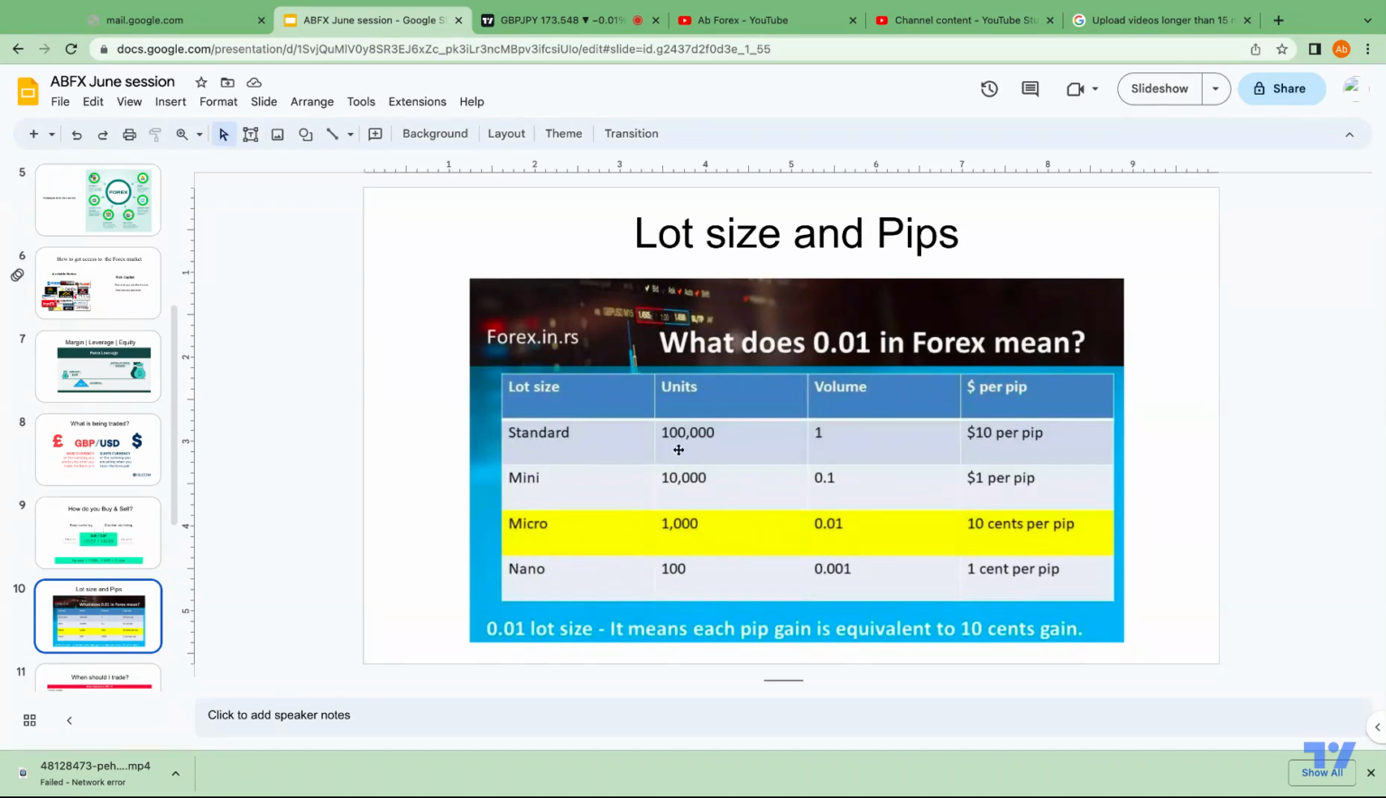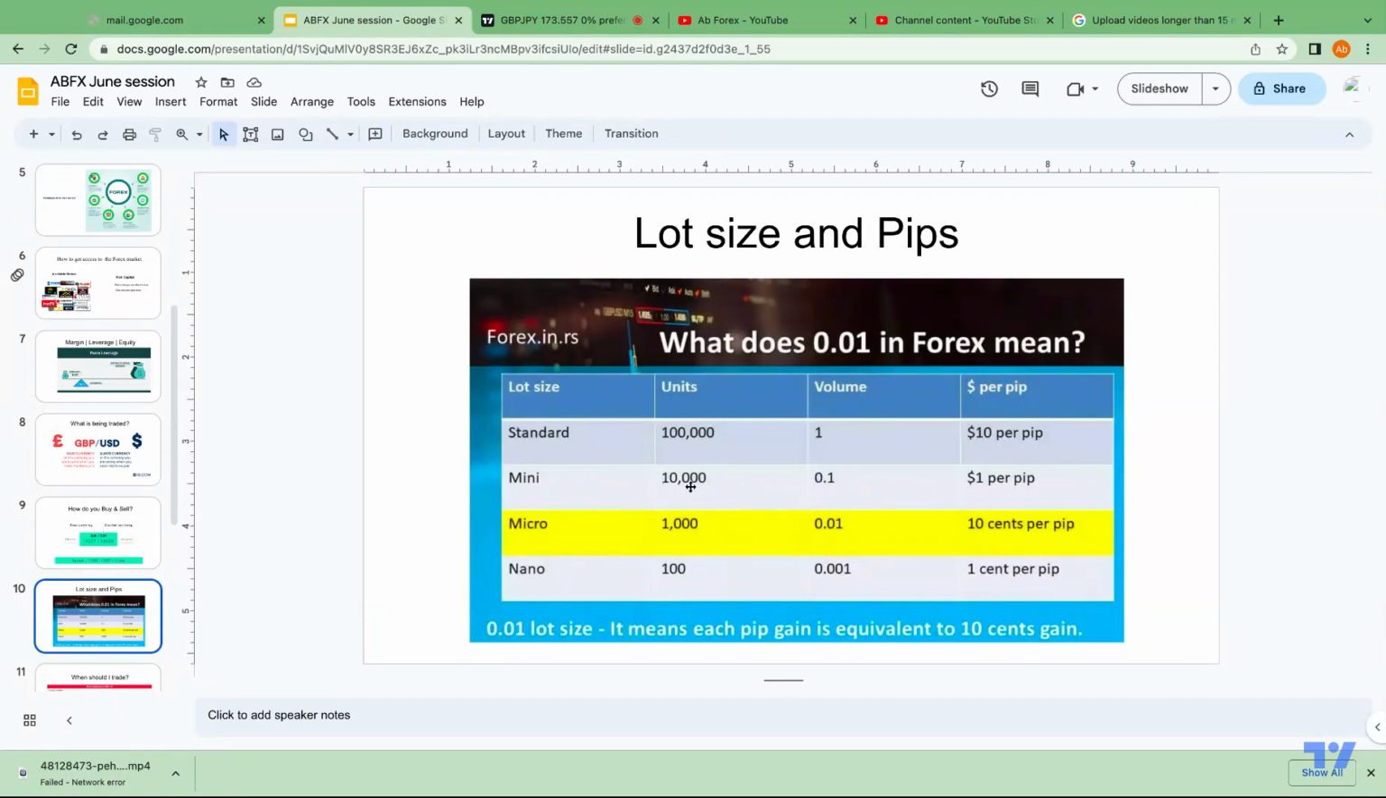Do you get it? So now, if you take what we call the volume, a standard lot, the first one, which is 1, it means you're purchasing 100,000 units of the pound. If you take a standard lot, you are purchasing 100,000 units of the pound. If you take 0.1 lot, it means you're purchasing what?